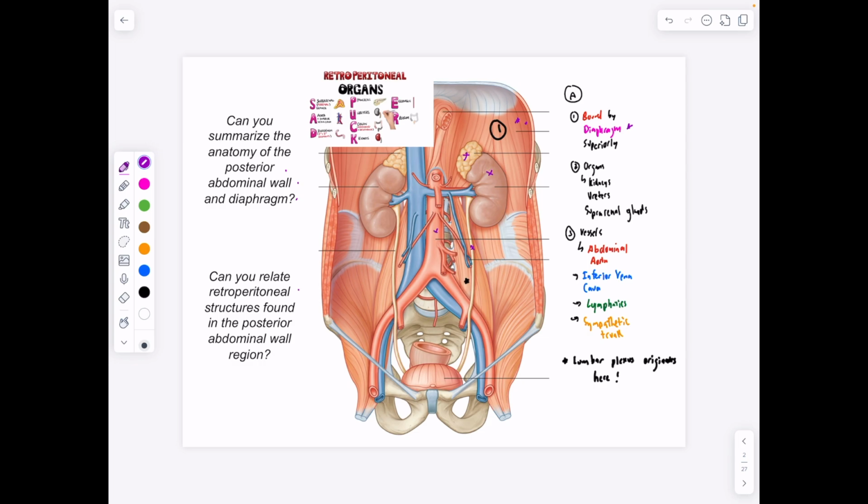then the vessels in this region, we have our abdominal aorta, which we'll talk more about the branches of a little bit later on, and the inferior vena cava. We'll see our lymphatics here along this side of the aorta, and then our sympathetic trunk, as well as plexuses in this region. All right, so not too bad.